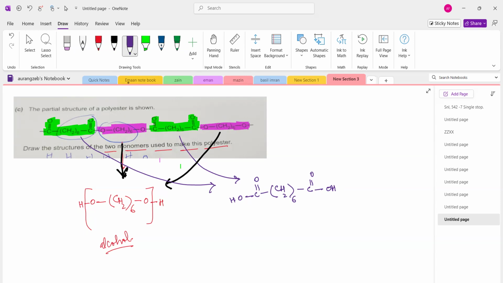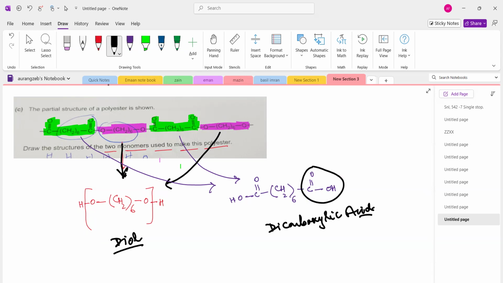So we have drawn the diol. I am naming it just diol because of two OH groups. It's a diol and it's a dicarboxylic acid because of two carboxyl groups. Is it clear? So hopefully you have understood. Now let's take one more example.